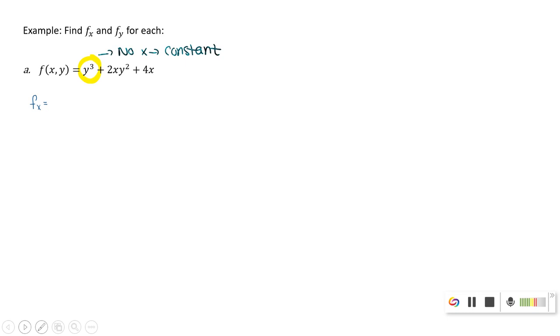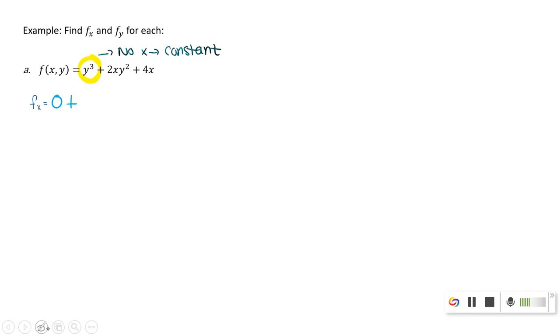And so we're going to start with our f sub x, and we'll go one term at a time. The basic idea is we treat x as a variable and everything else as a constant. So we're keeping everything constant except for the x's. This first term, the y to the third, doesn't have any x's in it, so we're going to treat it as a constant. And the derivative of a constant is just 0.